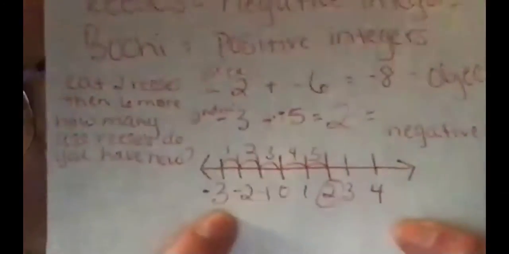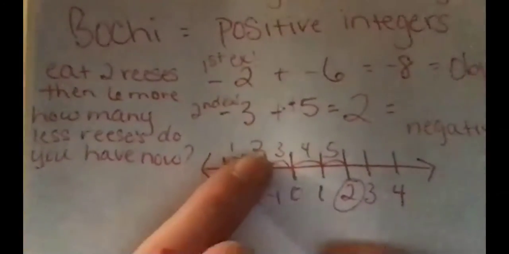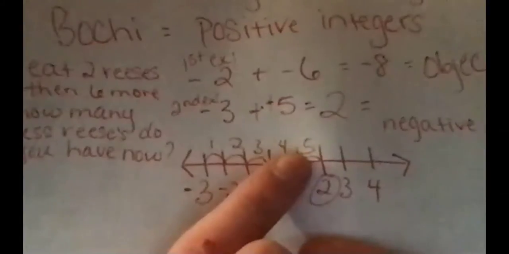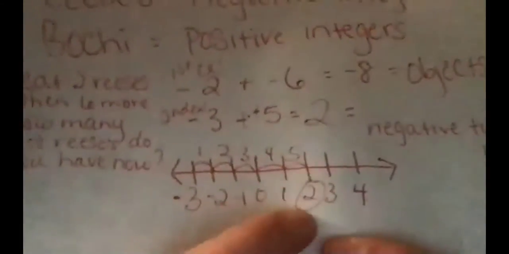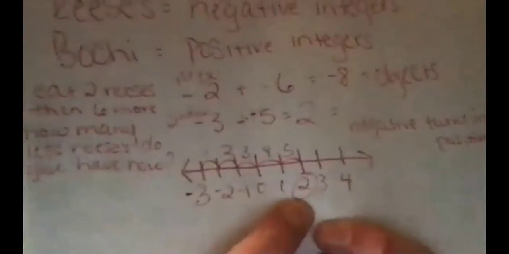Just like we did before, I put the number line out. I put numbers in between so I could have enough space to get the actual answer. Then I started at -3, and I went 1, 2, 3, 4, 5. And then what number did I end on? I'm at 2. So -3 plus 5 is 2.